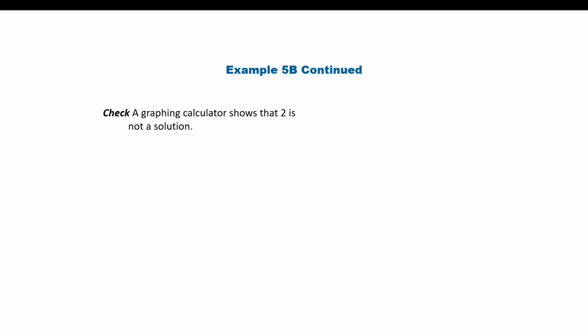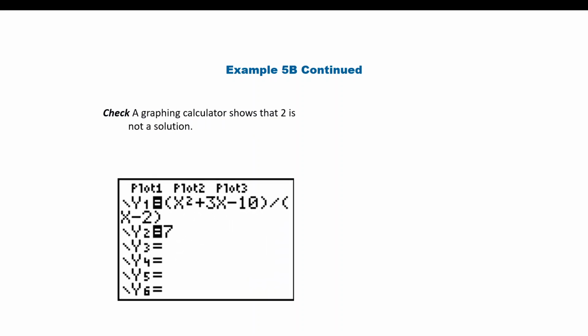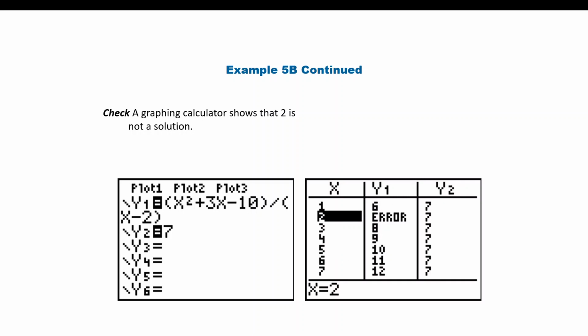All right, and again, we can use your calculator to check. Just put that equation in your calculator as y1, and for y2, put in 7. When you do that, you will see that when x is 2, it tells us that there's an error, so that means that there's no solution when x is 2.